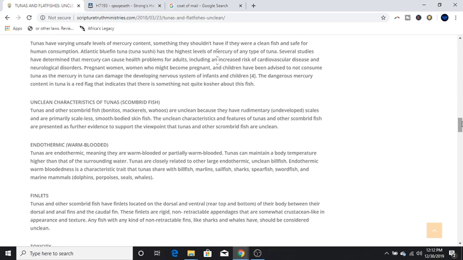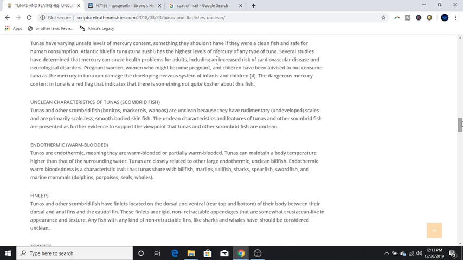Tuna have varying unsafe levels of mercury content, something they shouldn't have if they were a clean fish or safe for human consumption. Atlantic bluefin tuna, used for tuna sushi, has the highest levels of mercury of any type of tuna.